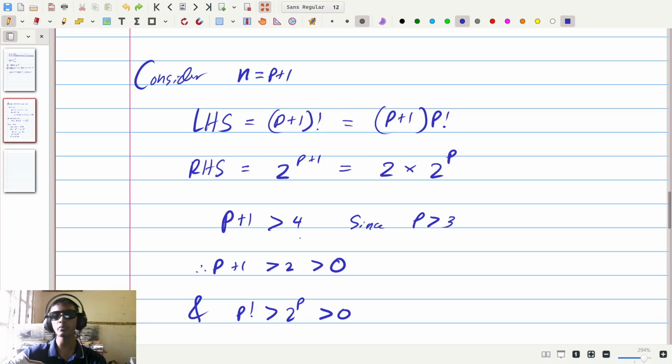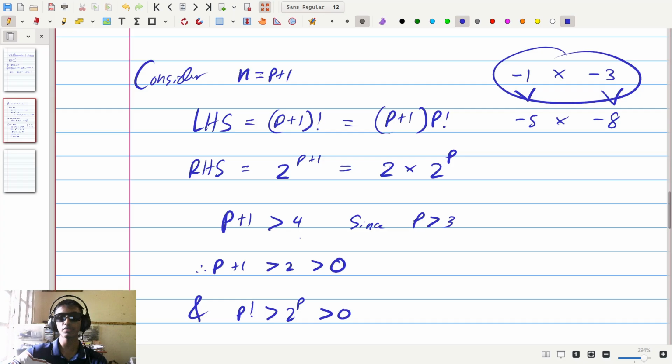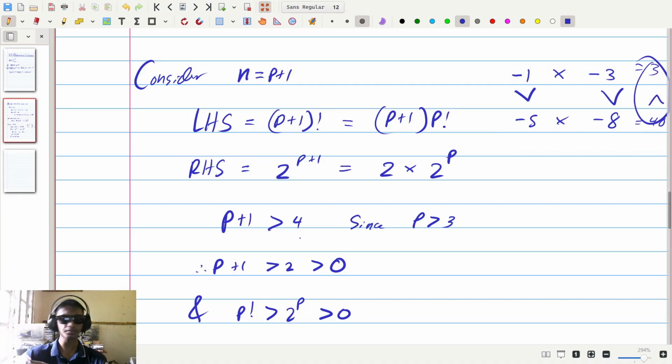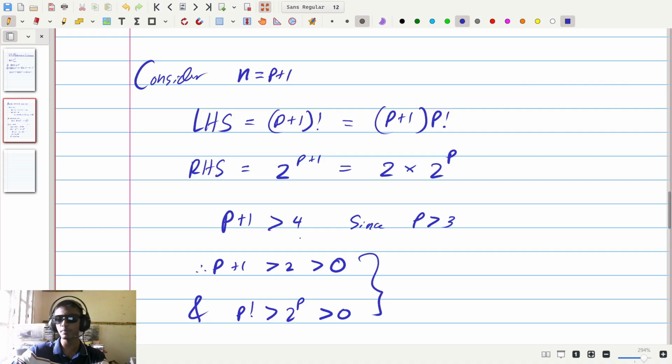If that was the case, it would be possible to have something like negative 1 times negative 3, let's say, and negative 5 times negative 8. Here, negative 1 is definitely bigger than negative 5, and negative 3 is definitely greater than negative 8. But if we consider the products, negative 1 times negative 3 is 3, and negative 5 times negative 8 is going to be 40. So therefore, it is actually the other way. In order to avoid this, we need to make sure that everything is positive. And in our case, everything is positive, so there's nothing to worry about. But we still need to state it, otherwise we would kind of be wrong.